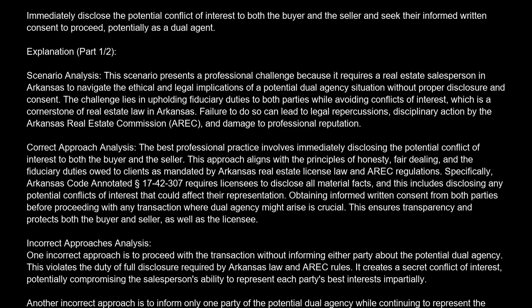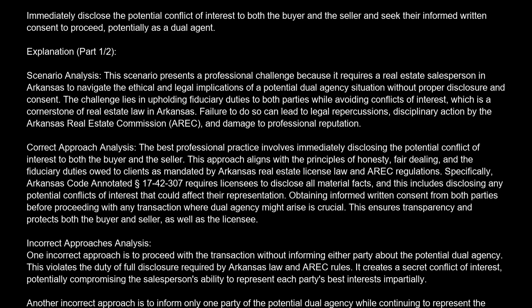Specifically, Arkansas Code Annotated Section 17-42-307 requires licensees to disclose all material facts, and this includes disclosing any potential conflicts of interest that could affect their representation. Obtaining informed written consent from both parties before proceeding with any transaction where dual agency might arise is crucial. This ensures transparency and protects both the buyer and seller, as well as the licensee.